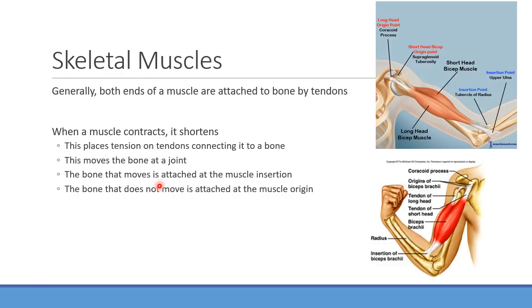Wherever the muscle is attached to the bone that's actually doing the moving is going to be the insertion here, and wherever the bone is connected that's not moving is going to be considered the muscle origin in these cases, right? So if you imagine looking at the biceps muscle, the humerus would be the origin, but the radius would be the insertion, okay?